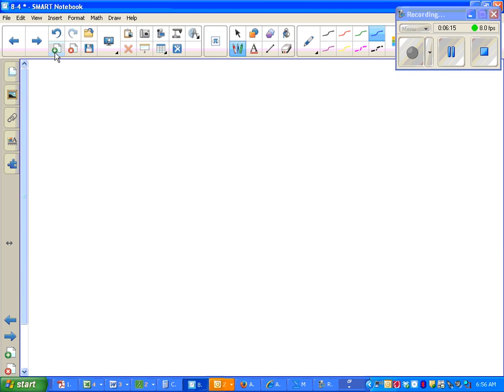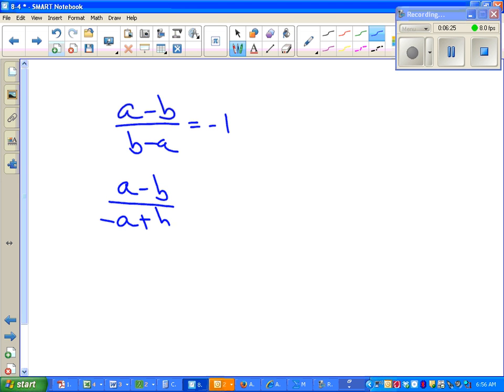Side quest time. A little proof that a minus b over b minus a is always -1. The way we could prove that is rewrite the bottom. Switch the order there. Now let's factor a -1 out of the bottom.